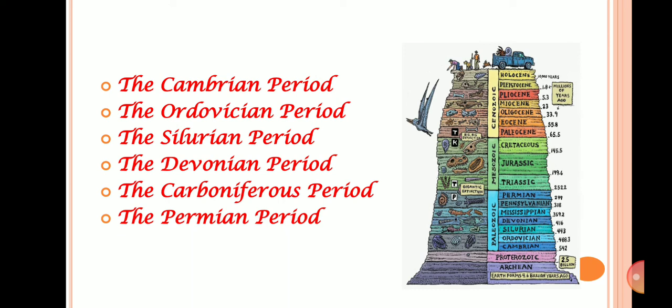Next, Permian period. The Permian period was named at the suggestion of Murchison in 1841 from the province of Perm in Russia. This period extended from 280 to 225 million years ago, a duration of 55 million years. It marked the end of the Paleozoic era.